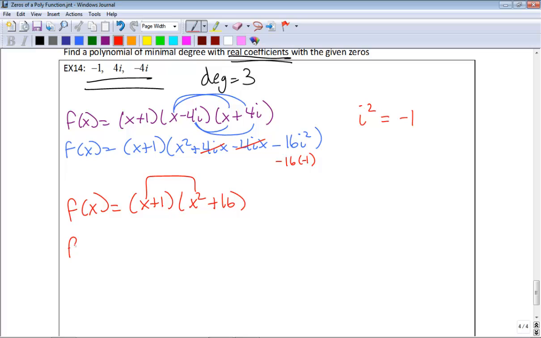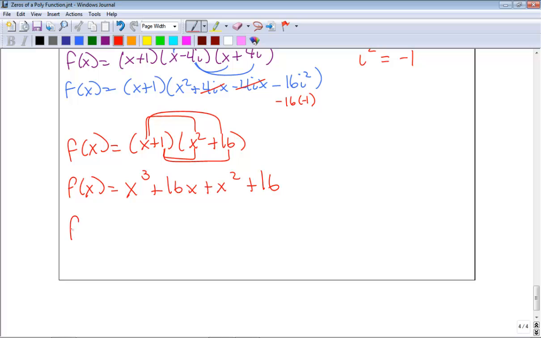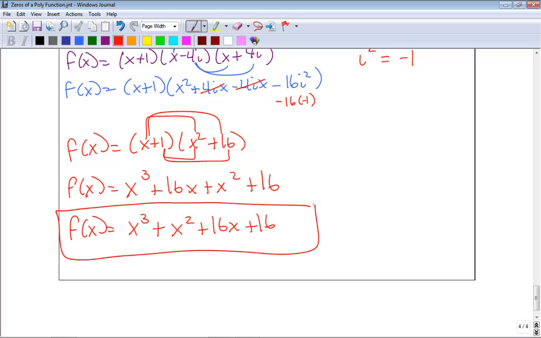If I continue to multiply, I get x cubed plus 16x plus x squared plus 16. But I prefer this to be in descending order, so let's do f of x is equal to x cubed, and then I really should write my plus x squared, then plus 16x plus 16. So the answer for this, the polynomial with the smallest degree, 3 zeros, so it would be cubed, that has real coefficients, because all of these coefficients are real numbers, and those zeros that were given, is f of x equals x cubed plus x squared plus 16x plus 16.